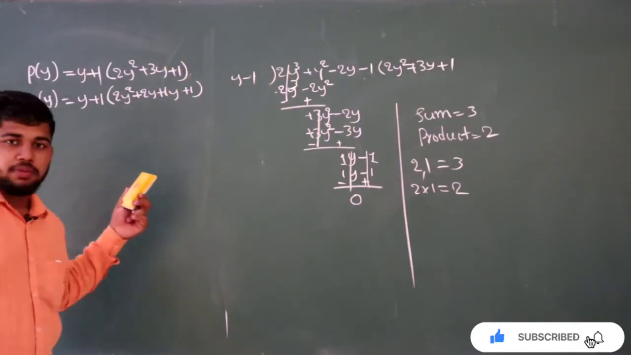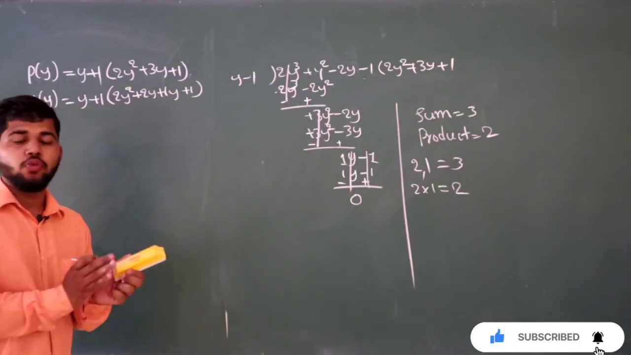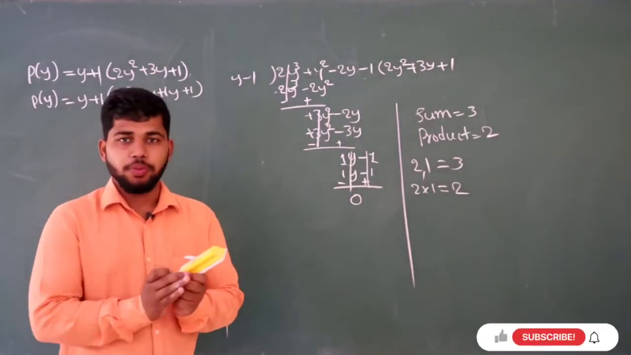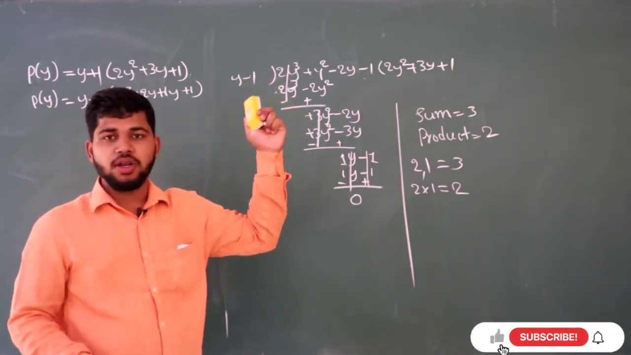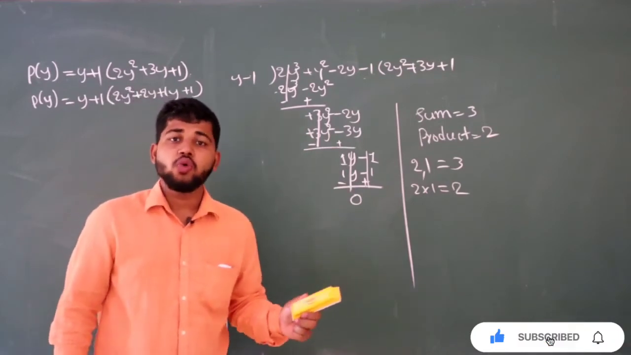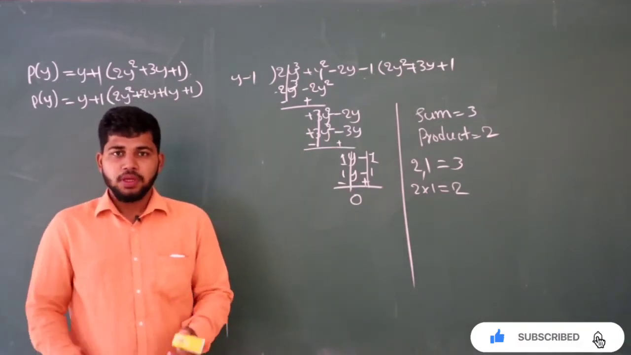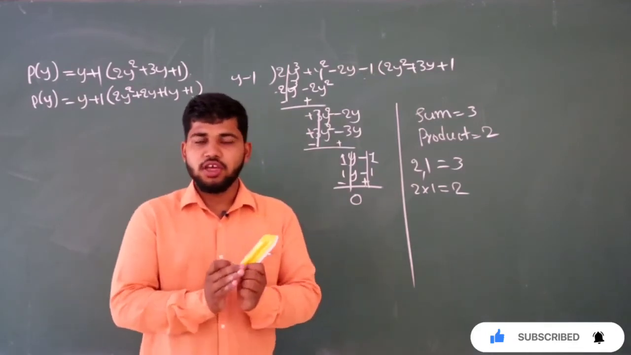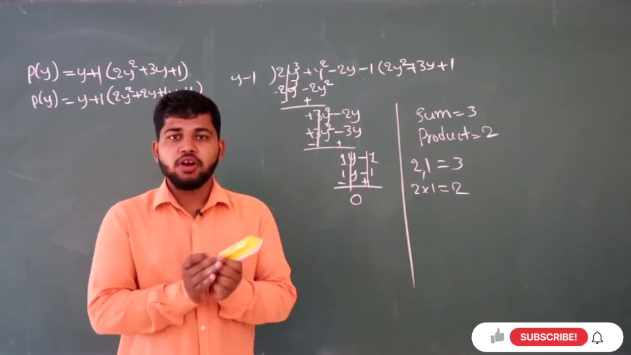In the splitting the middle number method, we are splitting the middle number into two parts. Here the sum must be 3 and the product must be 2, because if I multiply the first and the last terms, we will get 2, and the sum is equal to 3. If you take the two numbers 2 and 1 and add them, we will get 3, and if you multiply them, we will get 2.